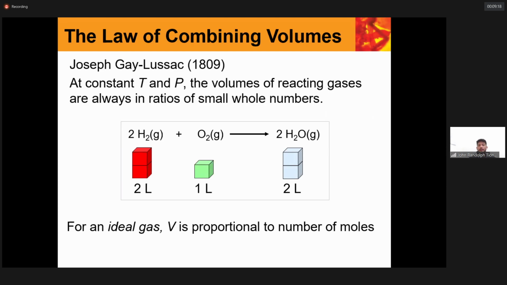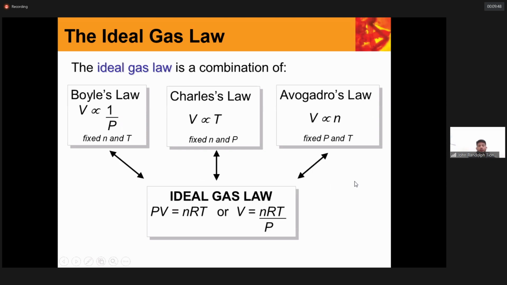Now, for ideal gases, guys, since we're talking about ideal gases, volume is proportional to the number of moles. Meaning, the stoichiometric ratio of 2 for hydrogen gas, 1 for oxygen gas, and 2 for water vapor is just the equivalent volume. So the volume for hydrogen gas is just 2 liters based on the stoichiometric ratio, oxygen gas is 1, and 2 for water vapor. Okay. Now we proceed to the ideal gas law. We'll do the examples later because these laws are related to each other.